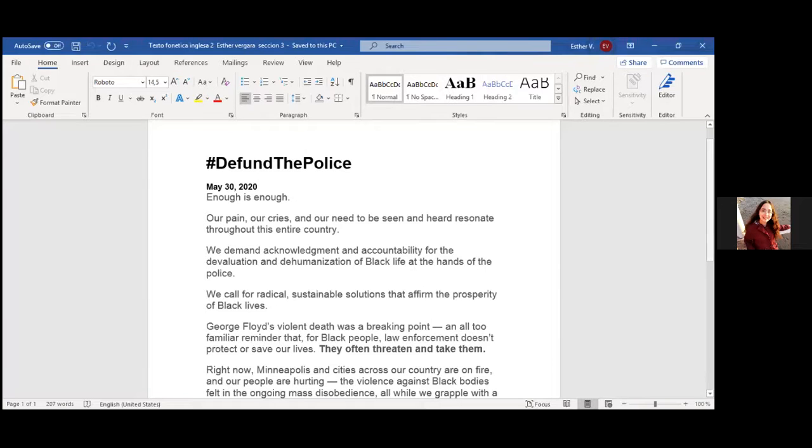Defund the police. Enough is enough. Our pain, our cries, and our need to be seen and heard resonate throughout this entire country. We demand acknowledgement and accountability for the devaluation and dehumanization of Black lives at the hands of the police. We call for radical, sustainable solutions that affirm the prosperity of Black lives.